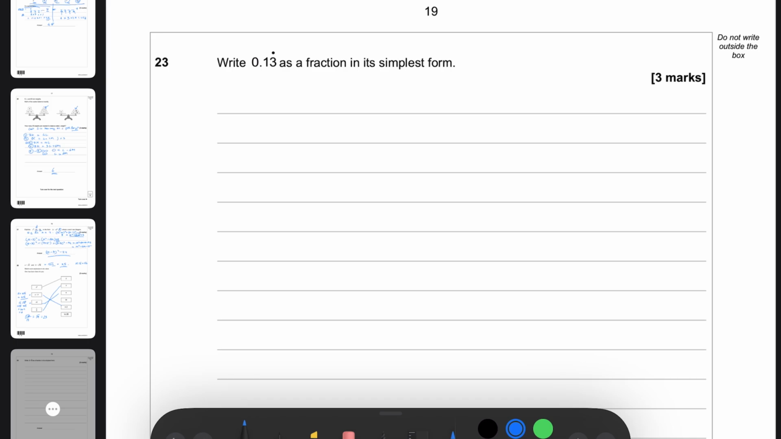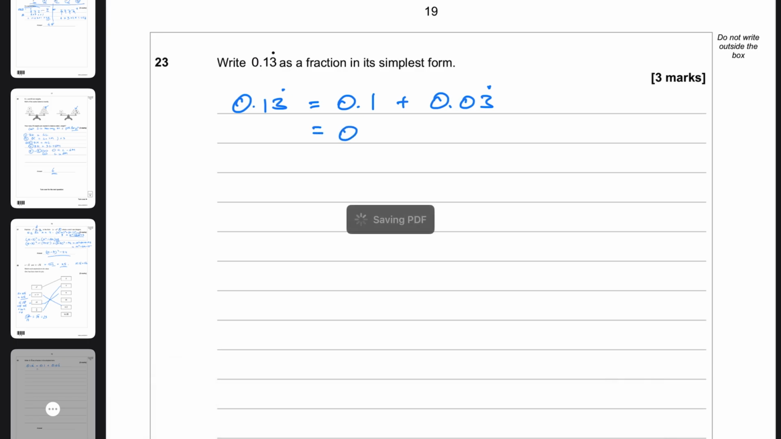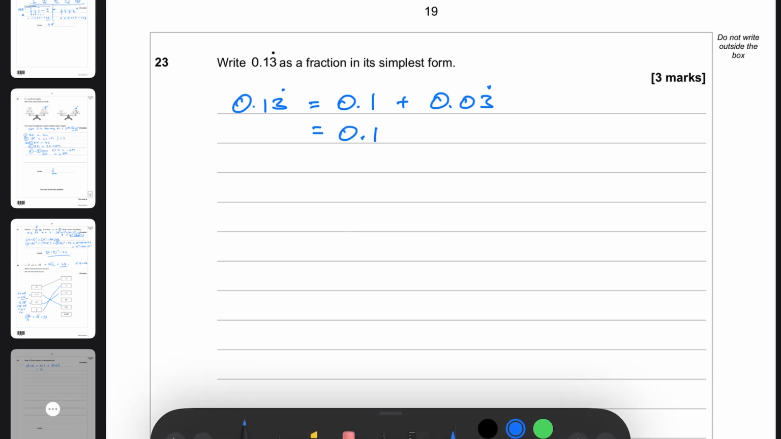So the way to think about those is, 0.13 recurring is actually equal to 0.1 plus 0.03 recurring, or it's also equal to 0.13 plus 0.003 recurring, right? So this is just to give you the trick. So how does it work? We're not actually going to bother with this one. We're going to use this one, right?